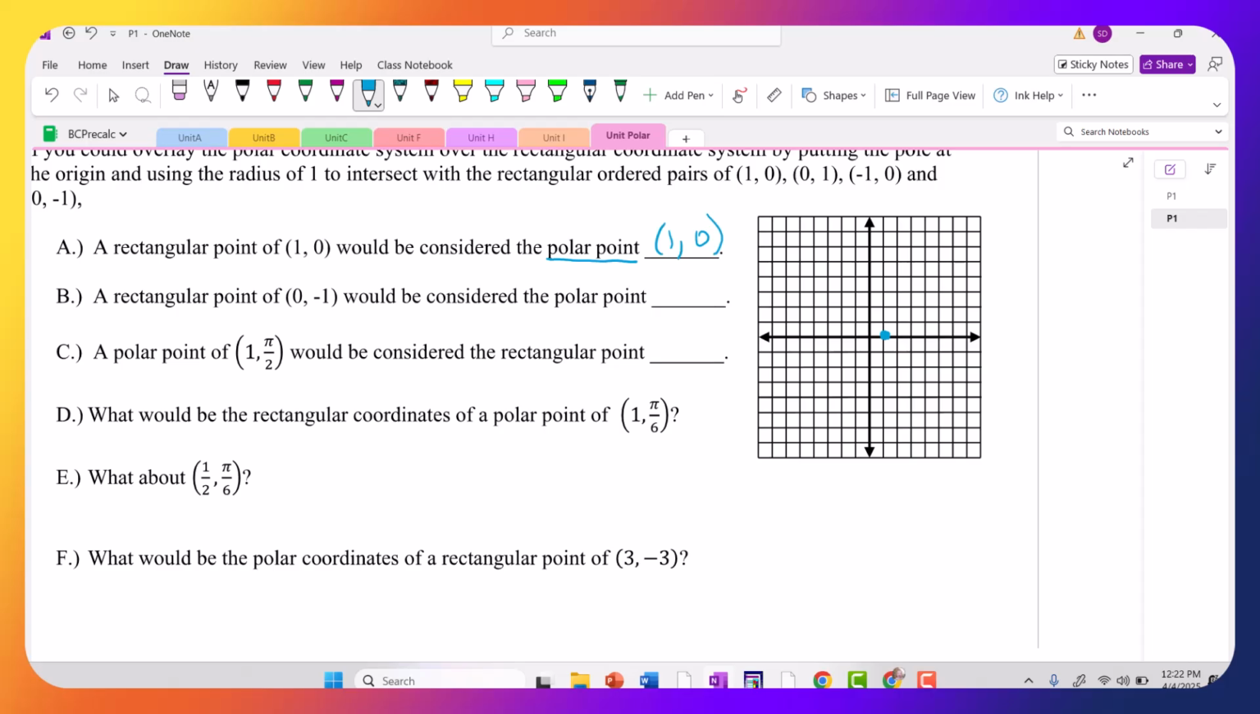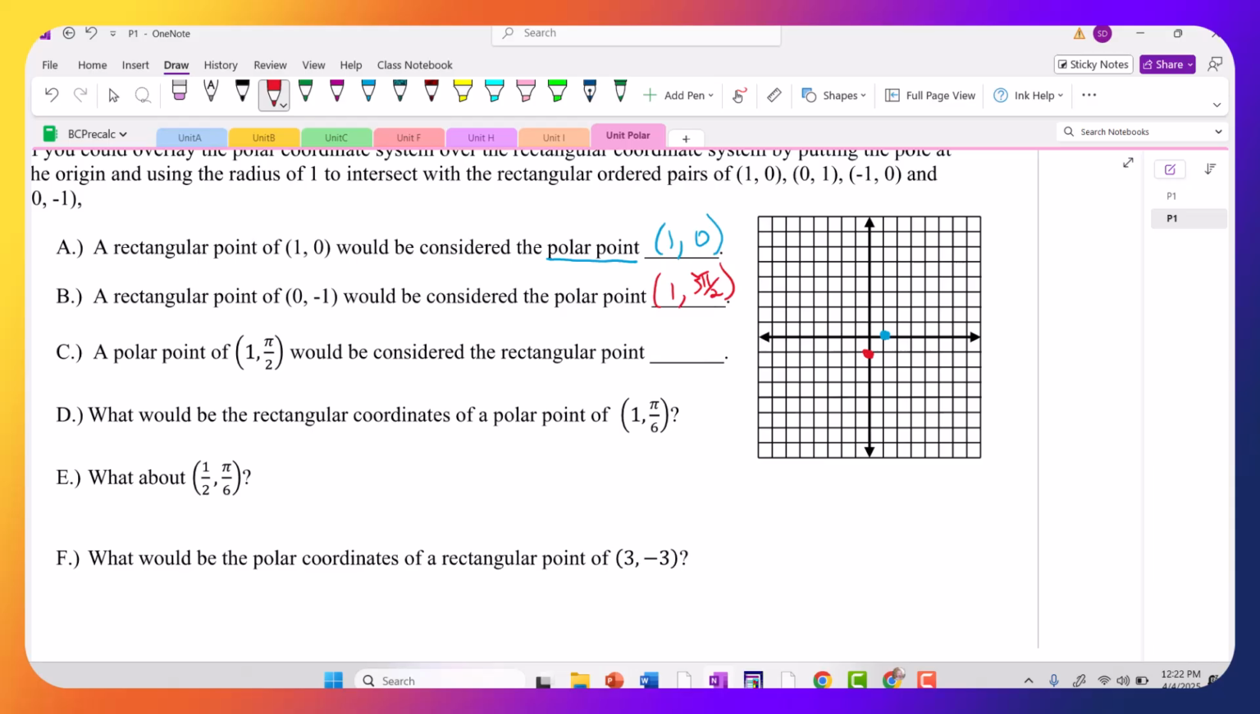The rectangular coordinate value is 0 comma -1. How far is that from the pole? Still 1. But then what's the angle measure? Let's put it as a positive, even though we don't have rules here. What is that angle measure rotated that way? 3 pi/2. So that's kind of what's going on here. You have to be able to go back and forth.